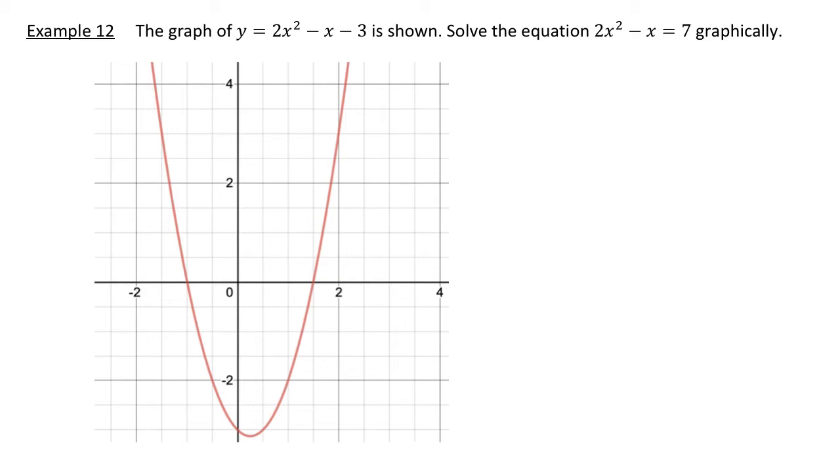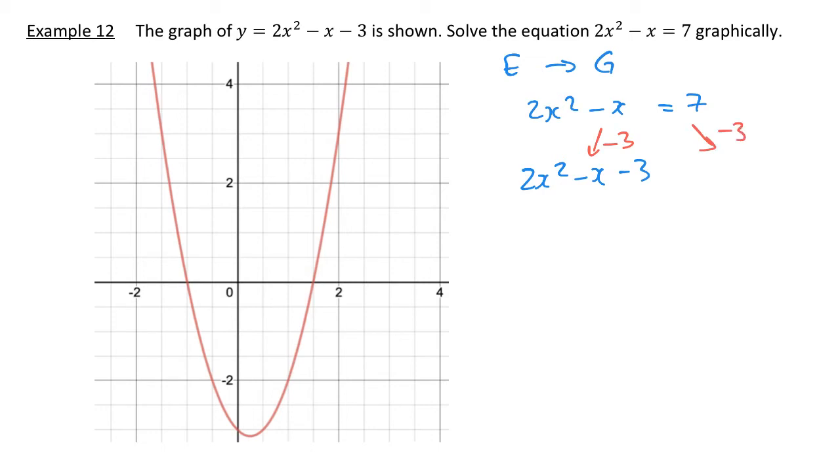Example 12, the graph of y equals 2x squared minus x minus 3 has been drawn. Solve 2x squared minus x equals 7. So again, what we need to do is get from the equation to the graph. So 2x squared minus x equals 7 to 2x squared minus x minus 3. To do so, the x squareds are good, the x is good, so we need to take away 3. If we do that on the left, we need to do that on the right, and we get that equals 4. So we need to draw the line of y equals 4.